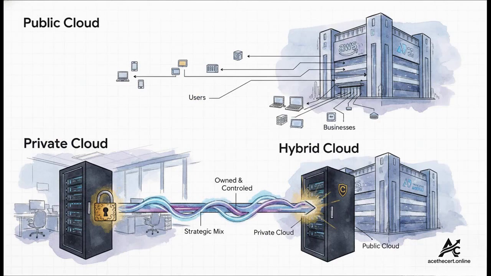So, if your company is thinking about moving to the cloud, which kind is right for you? Well, there are pretty much 3 main flavors to choose from. Public, where you rent space from a big provider. Private, where you build and own your own. And hybrid, where you use a strategic mix of both. Each one has its own pros and cons, so it's a really critical choice.